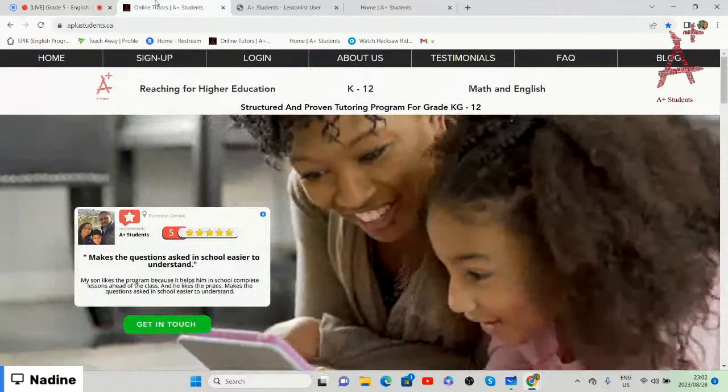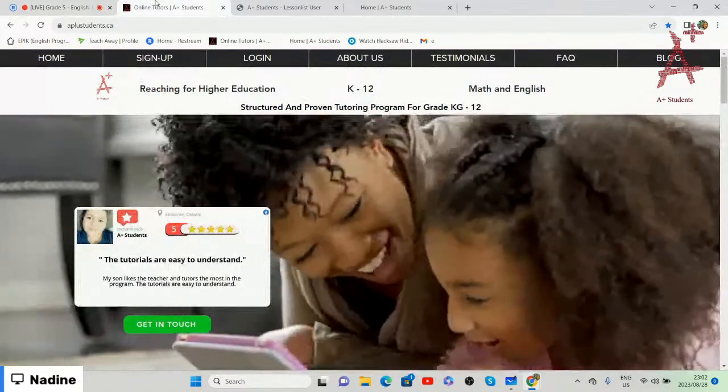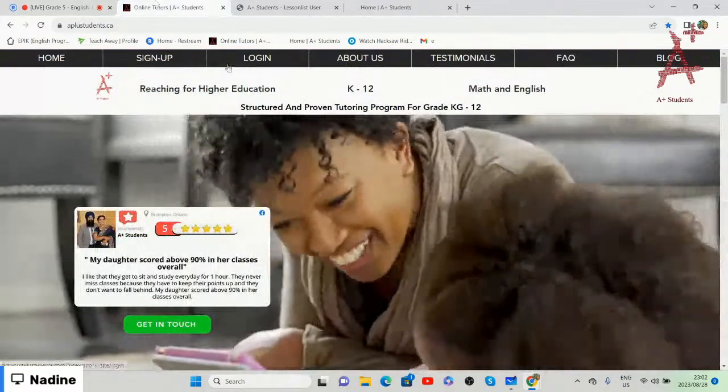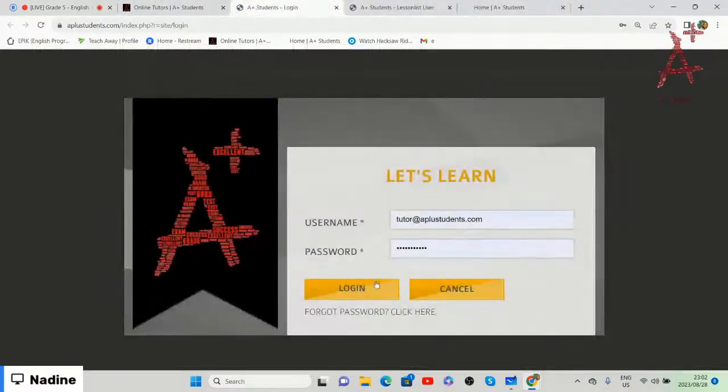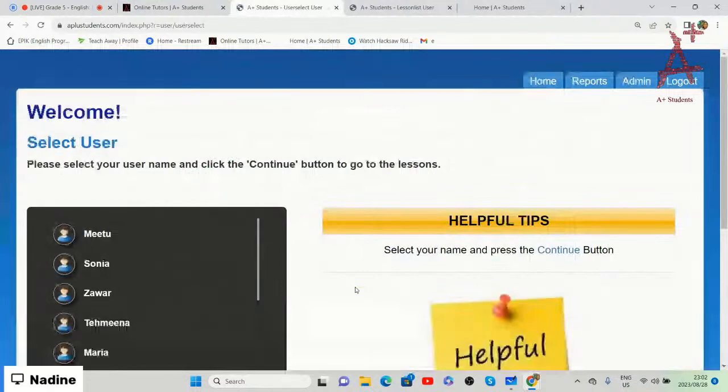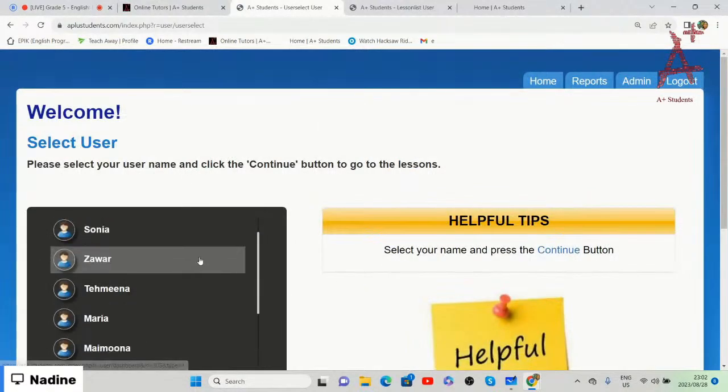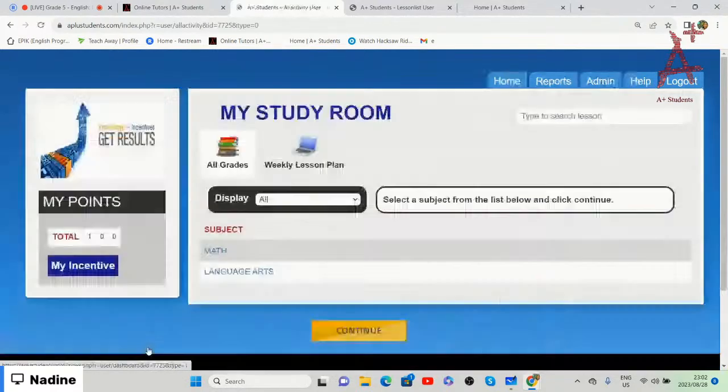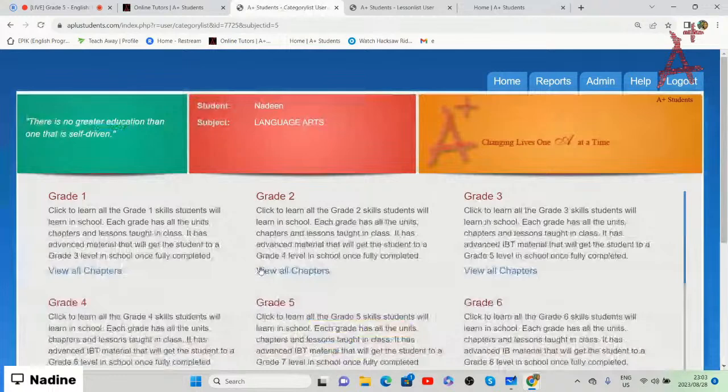www.aplusstudents.ca. You're going to log in with your username as well as your password. Once you've logged in with your username and password, you are going to select the subject of language arts, which is English. And then we're going to grade 5.